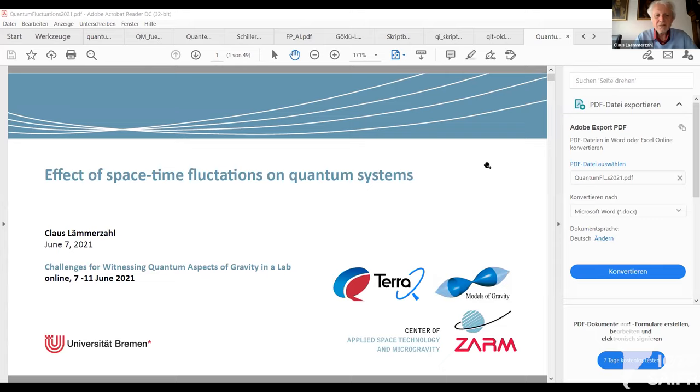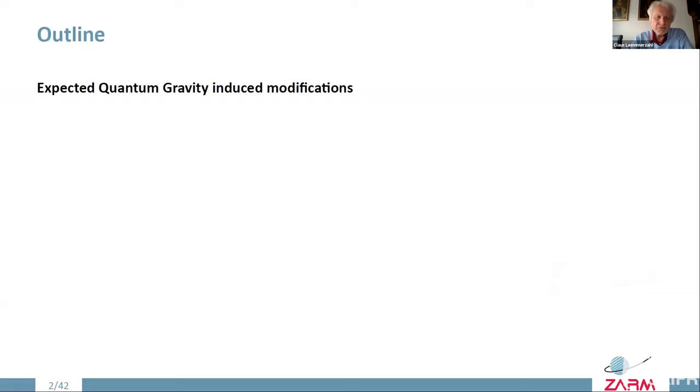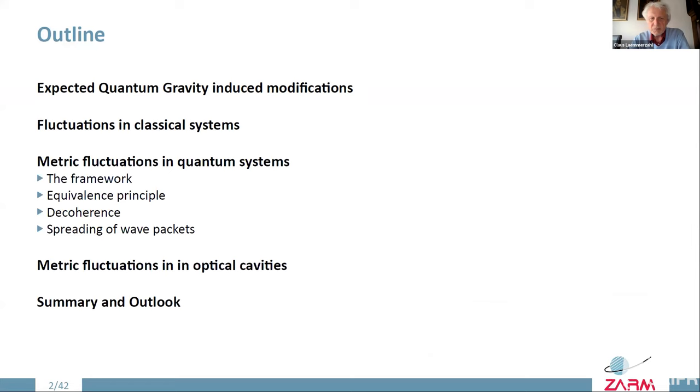So I'm talking about hypothetical space-time fluctuations and the influence on quantum systems in general here. I first go to what one can expect from quantum gravity, and then go to classical systems, quantum systems, and also optical systems, and then I make a summary.